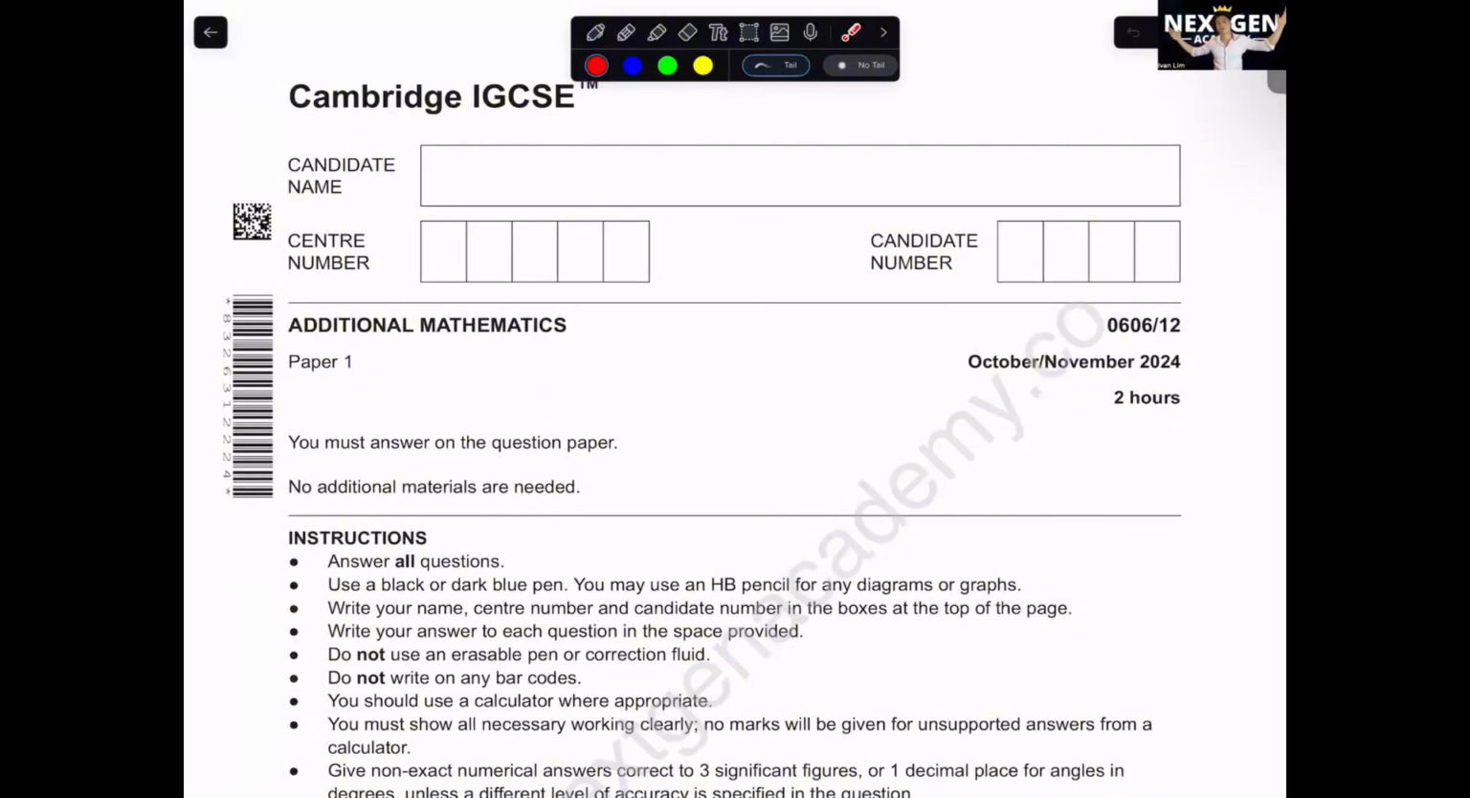Alright, welcome back, my NextGen family. We are going to go through the next paper for today, October-November 2024, paper 1-2. We're going to do the first half of the paper first, and we're going to practice it without a calculator. We try our best to do as much as we can without a calculator, and see whether it's possible or not.